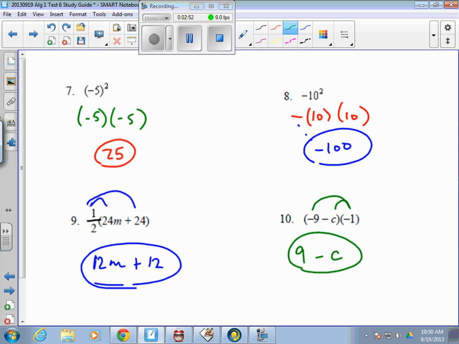And then number 10 is just it backwards with the binomial first. Negative 1 times negative 9 is a positive 9. And negative 1, change this up. Negative 1, we had a mistake. Negative 1 times negative c is plus c. So we got 9 plus c.